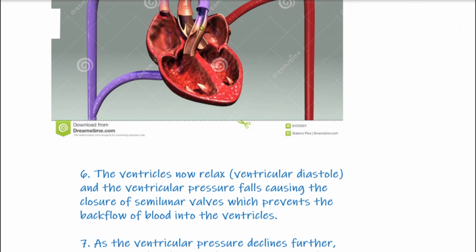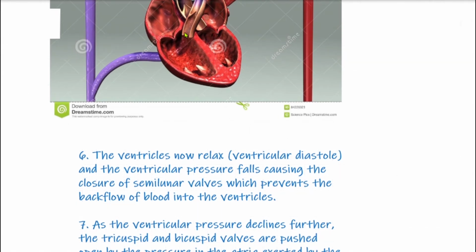and as the blood will try to come back, it will strike the flaps of the semilunar valves, and when the blood will strike the flaps of semilunar valves, the semilunar valves will get closed. So students, the ventricles now relax and the ventricular pressure falls, causing the closure of the semilunar valves, which prevents the backflow of blood into the ventricles. So closure of the semilunar valves will prevent the backflow of blood from arteries to the ventricles.